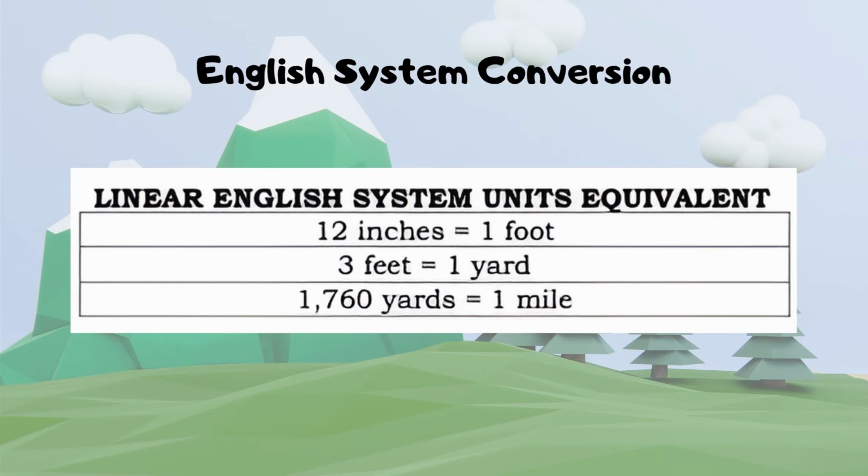In linear English system, units equivalent. 12 inches equals 1 foot. 3 feet equals 1 yard.